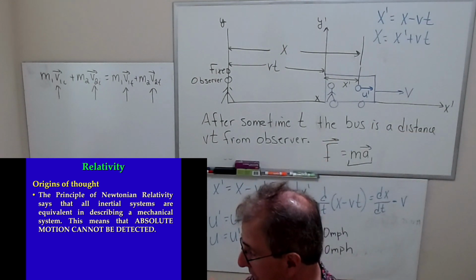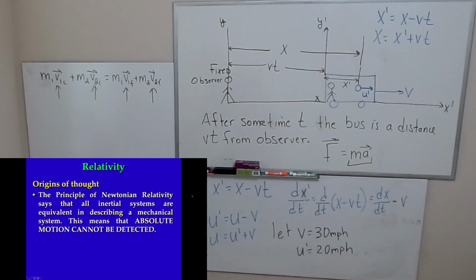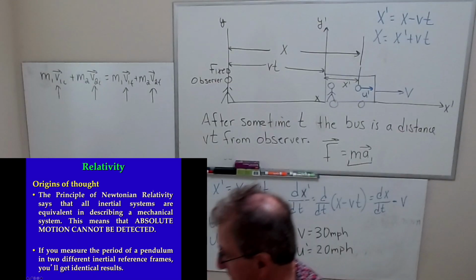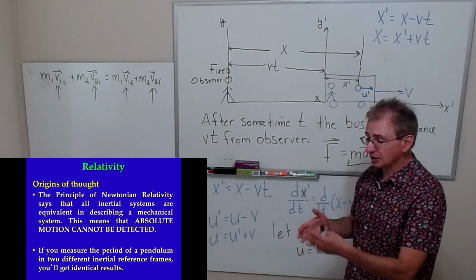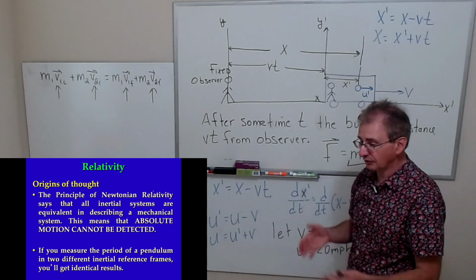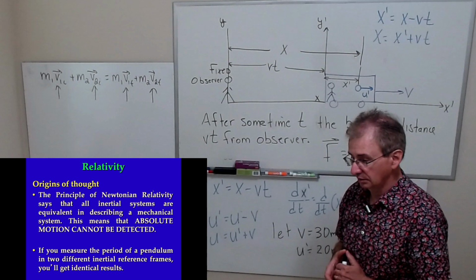Now, is this idea applicable to electricity and magnetism, the subject that we're going to be covering this semester? Okay, that's going to be a big question. So if you measure the period of a pendulum in two different inertial frames, you get the same period. You get the same result.